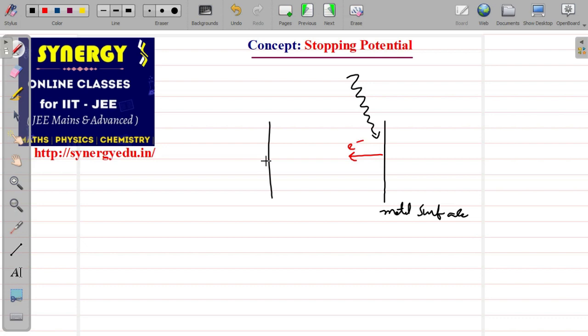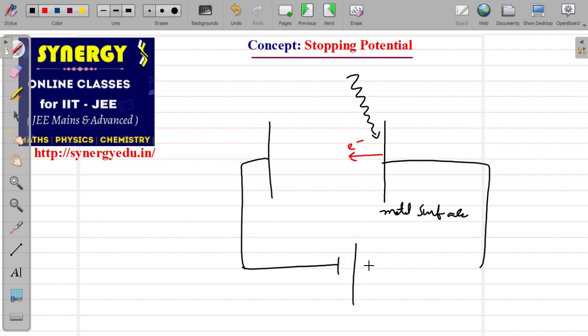Suppose you connect these two plates to the terminals of a battery in such a way that the left side plate, the LHS plate, is connected to the negative terminal of the battery and the RHS plate is connected to the positive terminal. Then what charges will be developed on the left side plate and on the right side plate? Negative and positive charges.